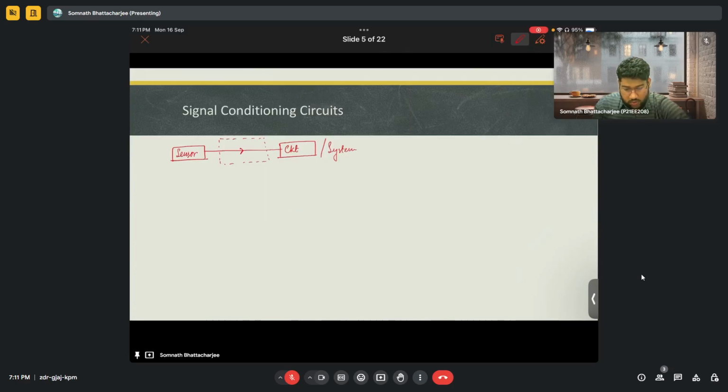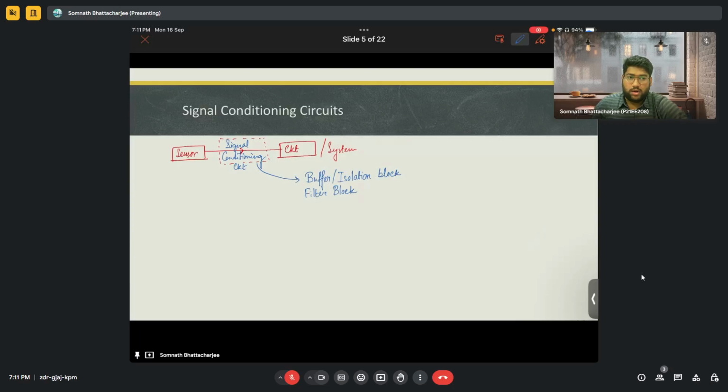So this is called the signal conditioning circuit. There are several parts of the signal conditioning circuits. The first one is the buffer or isolation block. Then we need to denoise our signal, so we need a filter block.